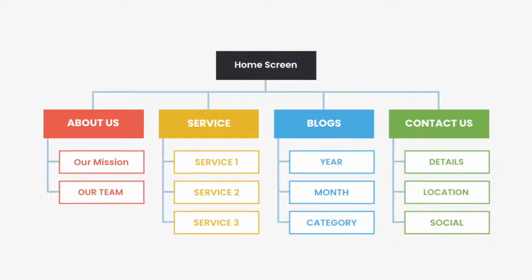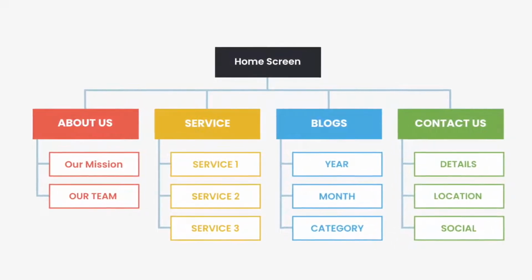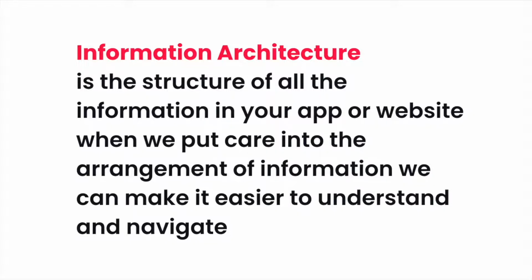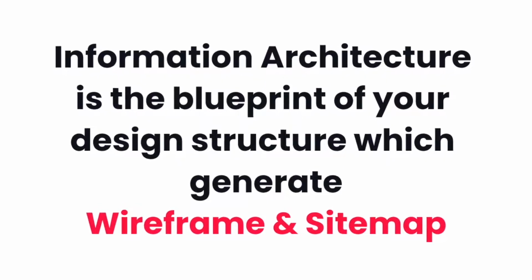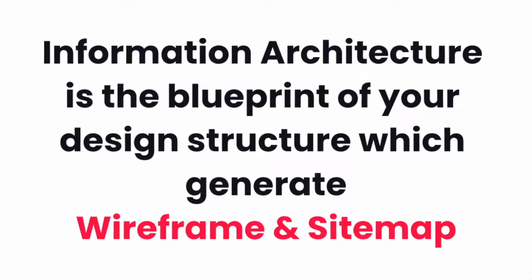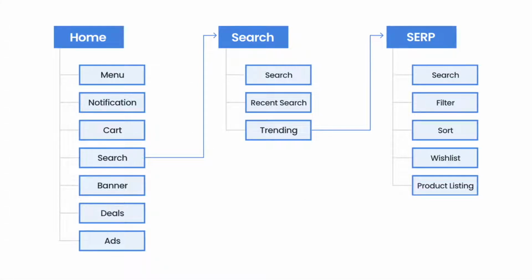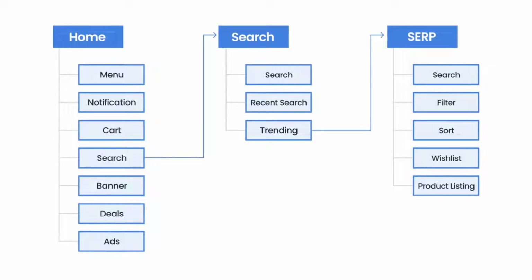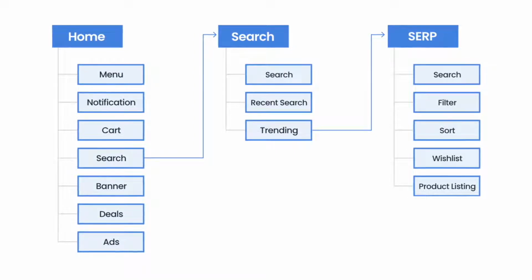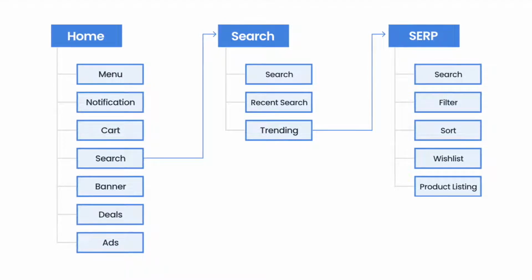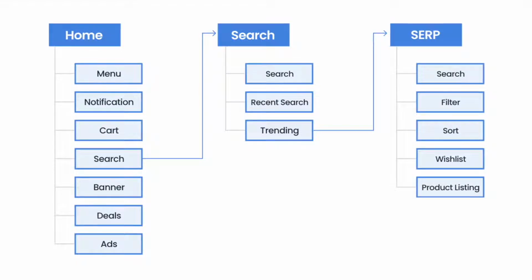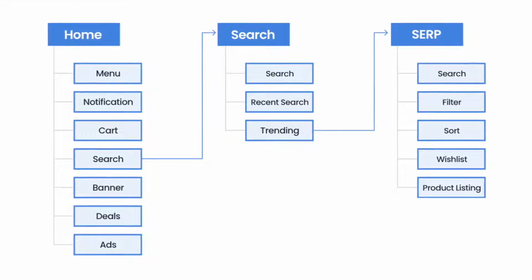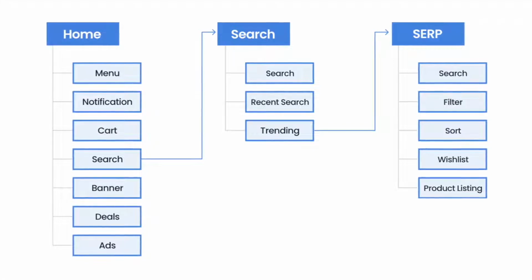When we put care into the arrangement of information, we can make it easier to understand and navigate. Information architecture is the blueprint of your design structure which generates wireframe and sitemap. For example, as you can see in this screen, there are different pages created and there are different elements inside each page. So this design is very organized and very structured, which we are able to understand as we see it. If we have to add or delete any element, we can do it very easily, and we are able to see how one page is connected to another.